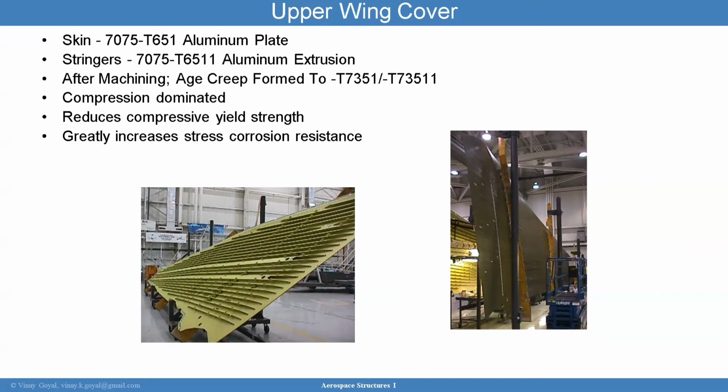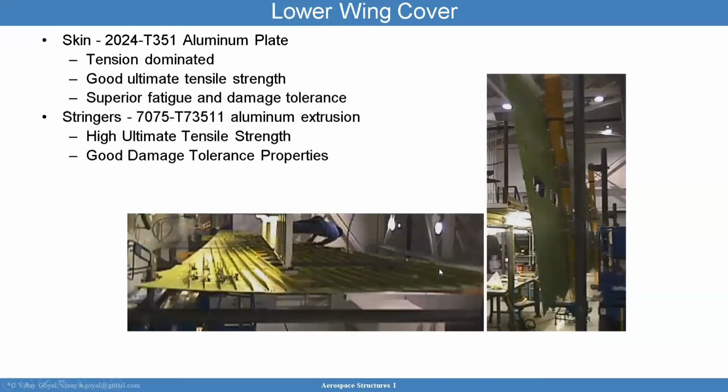It's compression dominated. That's why it's good. This material reduces the compressive yield strength and greatly increases stress corrosion resistance. So that's the benefit of this upper wing cover.